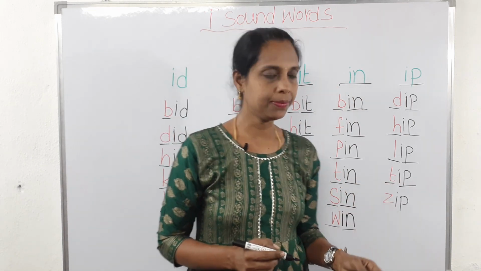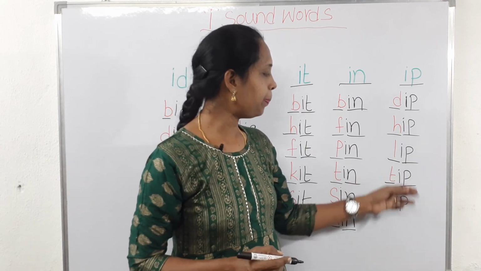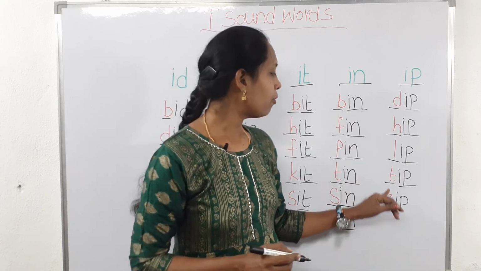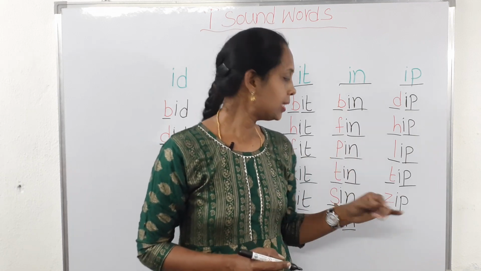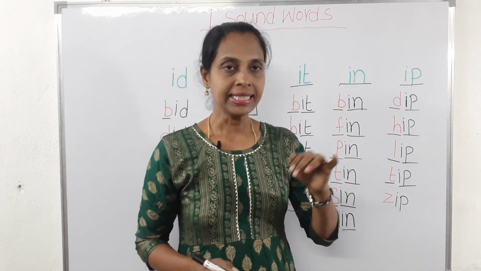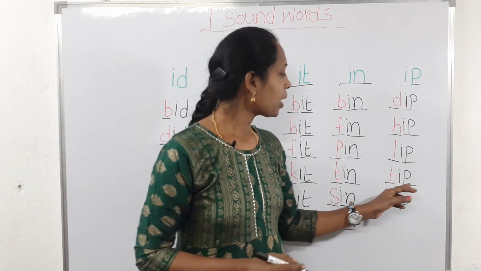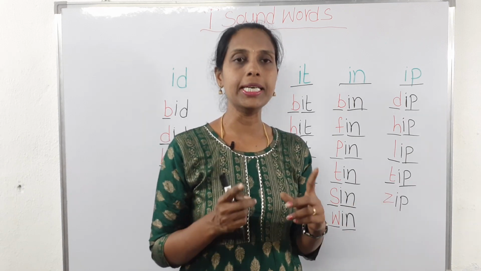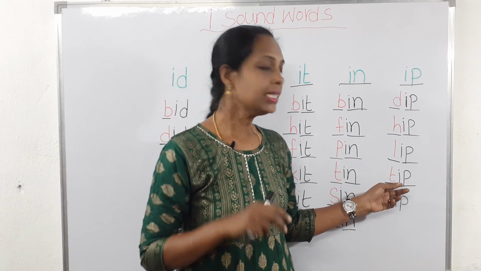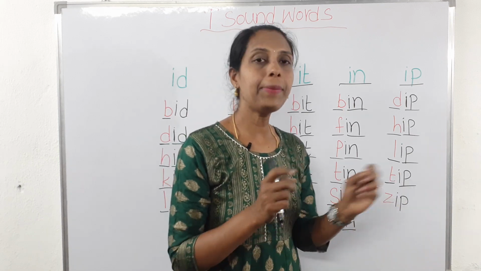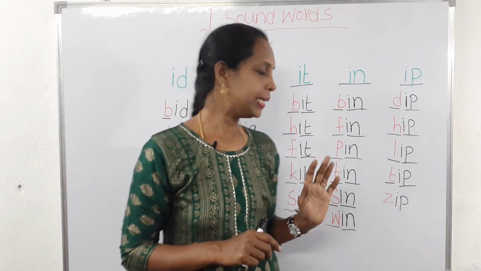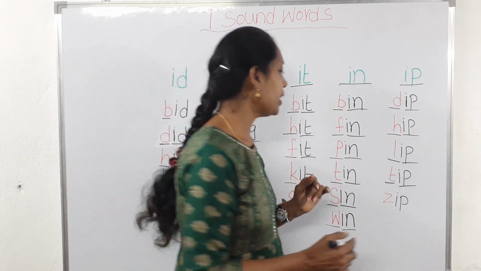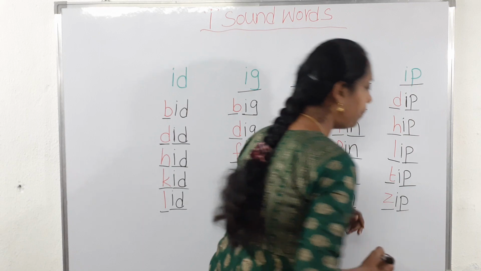Next, we can add T to ip. T-I-P, tip. What is the sound of T? T. What is the sound of I? E. What is the sound of P? P. T, E, P, tip. T-I-P, tip.